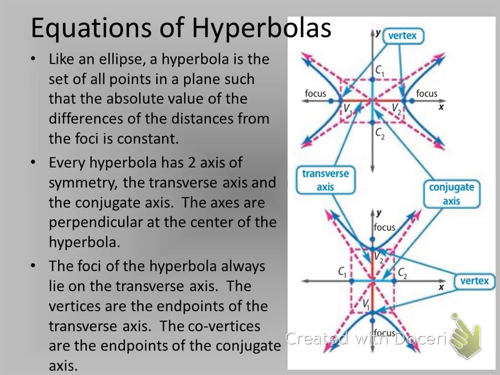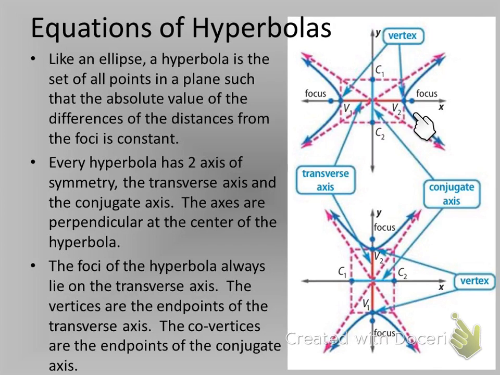The foci of the hyperbolas always lie on the transverse axis. I did just say that, but you won't need to know. The vertices are the endpoints of the transverse axis. So the vertices, that's where the transverse axis ends. The co-vertices are the endpoints of the conjugate axis.